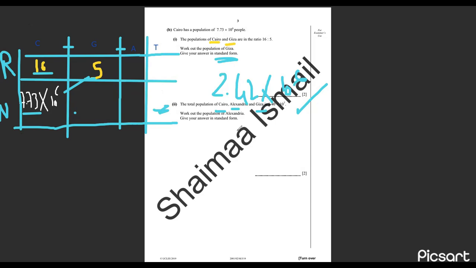In the numbers here, you have to write the total, which is 1.4 times 10 to the power 7. So we have a total here. Remember that here we have Giza as 2.42. We already did it: 2.42 times 10 to the power 6. And here we have 1.4.